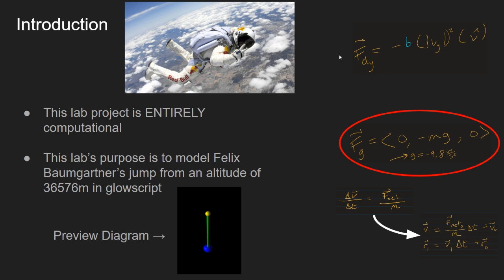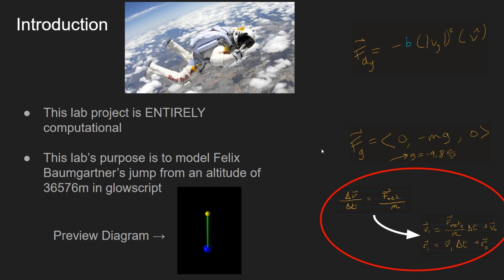Next, the force of gravity, which not much to explain here. We use this all the time. It's just negative mg in the y direction. And then finally, I have the momentum principle, Newton's second law, which can be derived into the velocity and position update formulas that I used for the while loops in GlowScript.